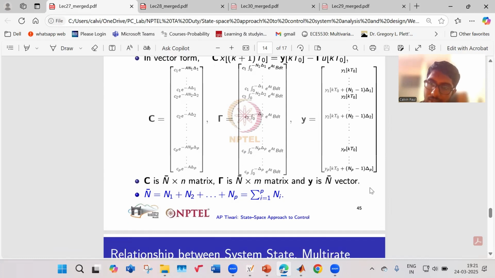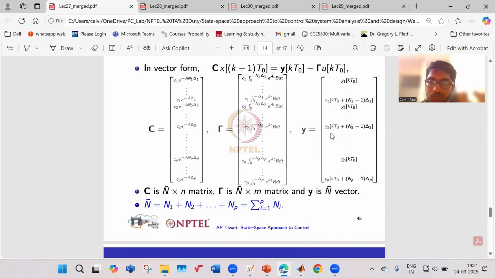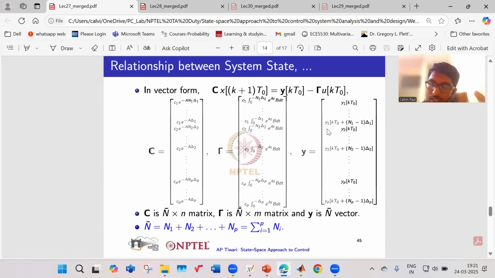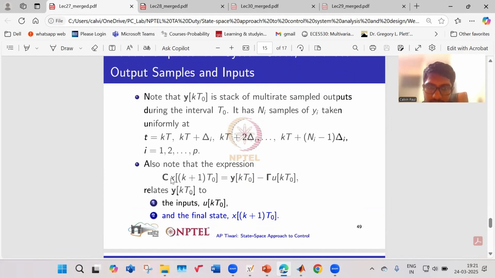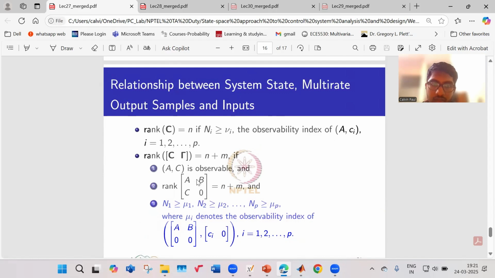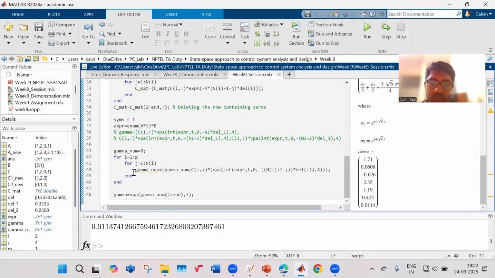And y is an n bar vector which comes from our samples of our output, which we need the samples from output. So when we get that, we get the input to output state matrix. So this is the expression which relates the y to the input as well as to the final state. Right? So here y is related with your inputs, which is this, as well as the final state with this. So why don't we try to find the rank of C and gamma.